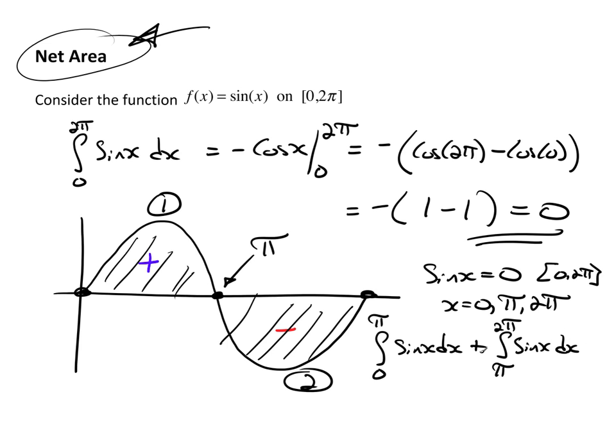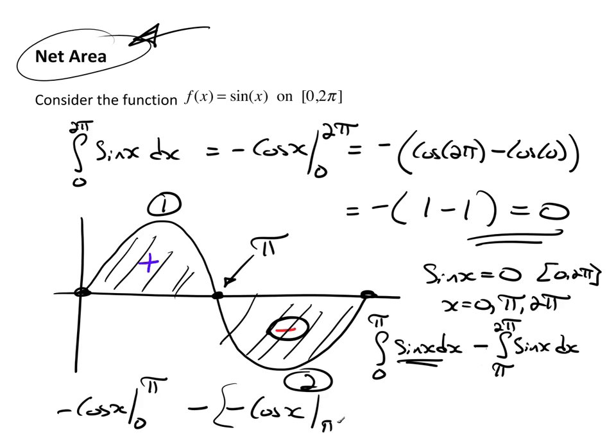But remember, we said the second piece right here gives me a negative contribution. So rather than adding, I'm going to subtract. So what I'm going to have is a double negative. That's the same idea as I could just write plus and take the absolute value of this whole thing. It's the exact same idea. So when I start working this out, I will get negative cosine of x evaluated from 0 to pi minus a negative cosine of x from pi to 2 pi.